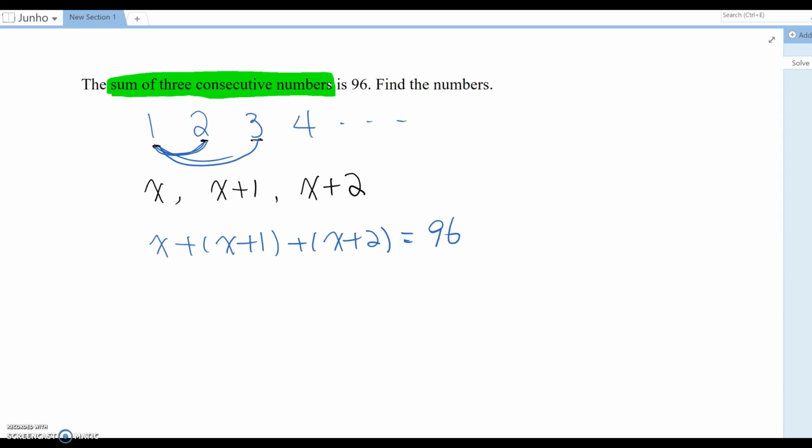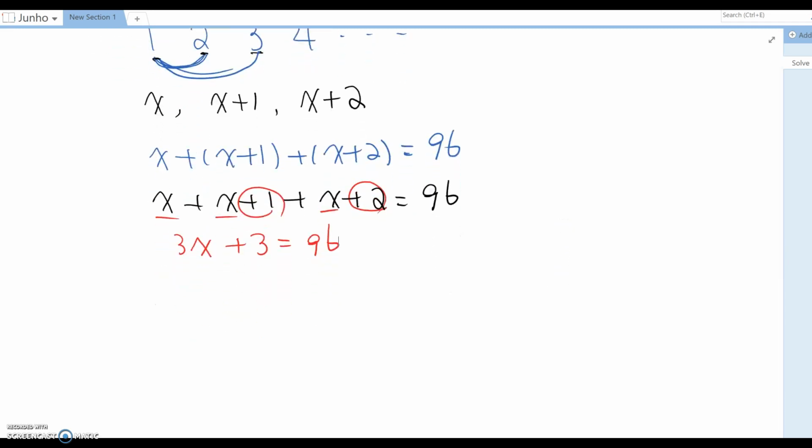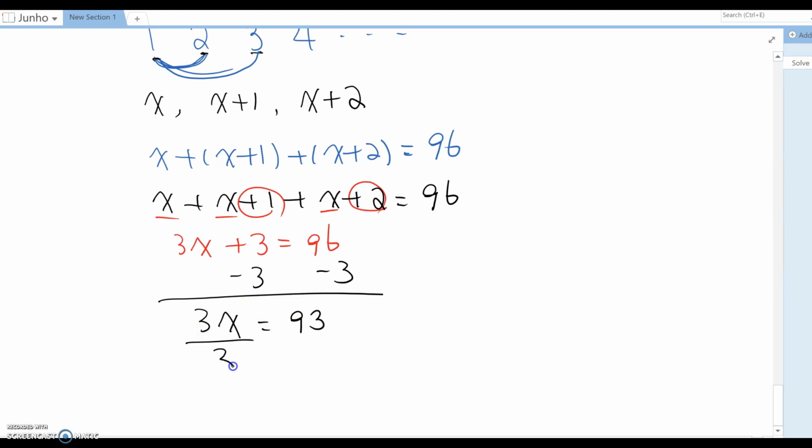Now open the parenthesis, then x plus 1 plus x plus 2 equal 96. Combine like terms, then 3x and then plus 3 equal to 96. Now we want to isolate the x term, so subtract 3, then 3x becomes 93. Now you divide by 3 here, then x equal to 31.